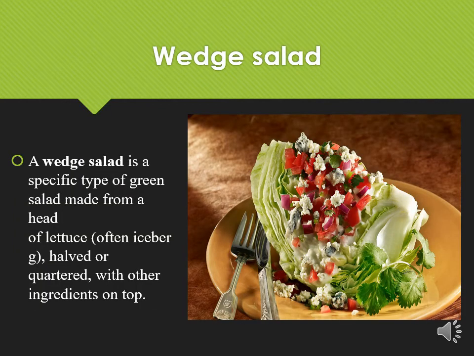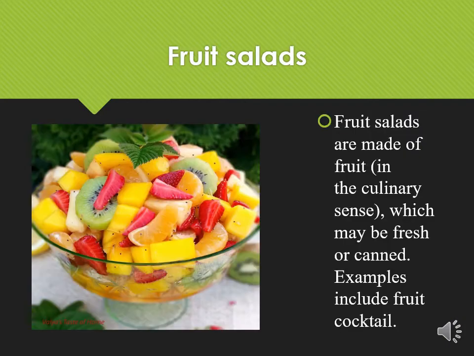The next is a wedge salad. Wedge salad is a specific type of green salad made from a head of lettuce, often iceberg, halved or quartered with other ingredients on top. The next is a fruit salad. Fruit salads are made of fruit in the culinary sense, which may be fresh or canned. Examples include fruit cocktail.